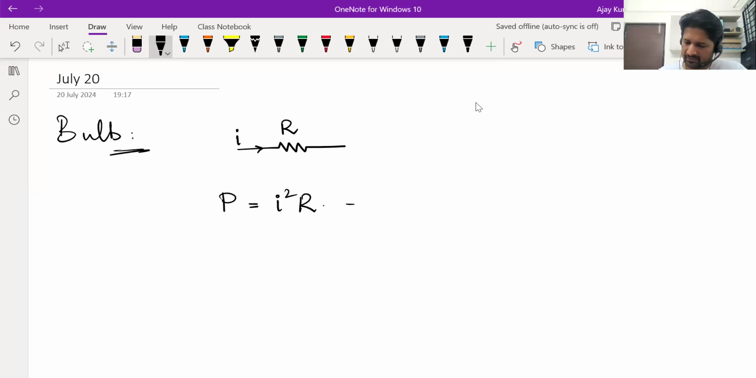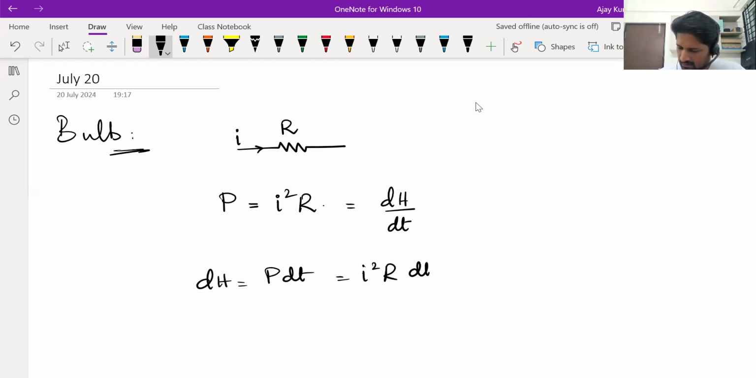Now, power by definition is rate of transfer of energy, you can say rate of release of energy. So you can write this as dH by dt, the rate at which heat is dissipated. Because when current flows through a resistor, the energy that is released is heat itself. So you can write dH is equal to P dt, that is I square R dt, and the total heat dissipated in a particular interval will be integral dH, that becomes integral I square R dt.